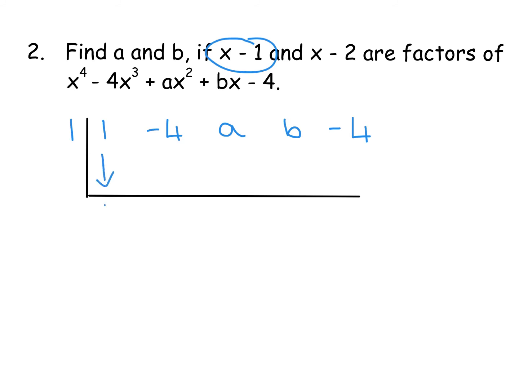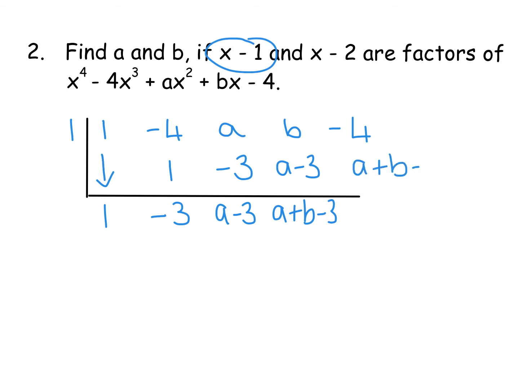Let's bring down the 1. 1 times 1 is 1. 1 take away 4 is minus 3. Multiply it by 1. Then when we're adding, we've got a take away 3, which brings up a take away 3 when we multiply it by 1. Then we add them together, we end up with a plus b minus 3. You can do that in any old order. I've just gone with kind of alphabetical order. And then times that by 1, so a plus b minus 3. So when you add these together, you have a plus b minus 4 minus 3 is minus 7. So there is your remainder.